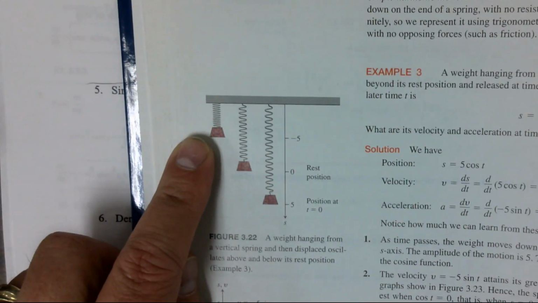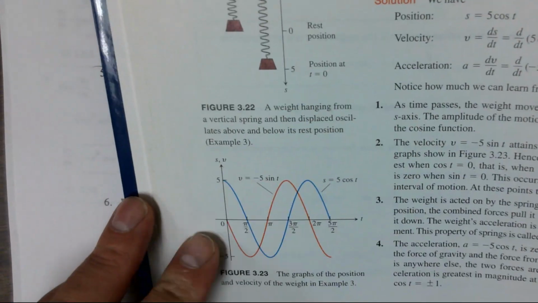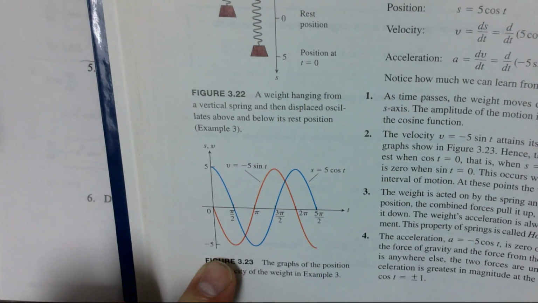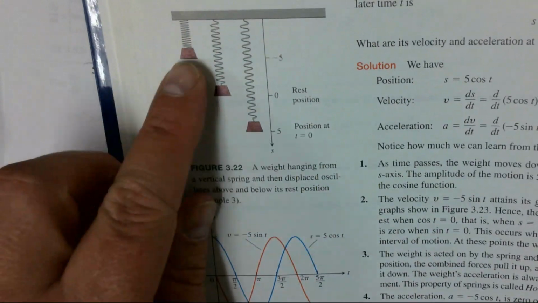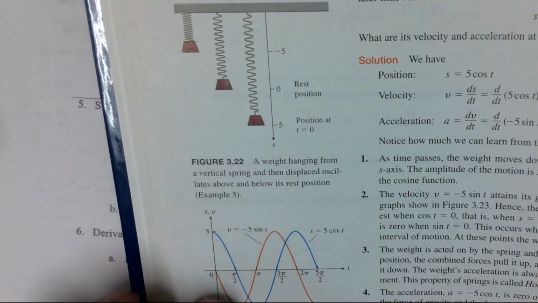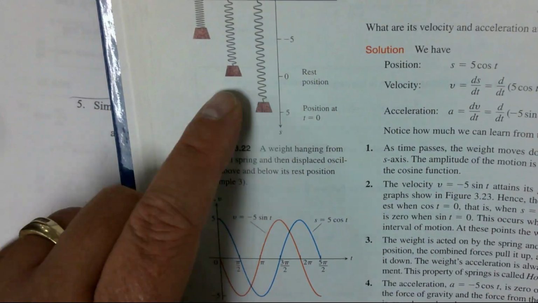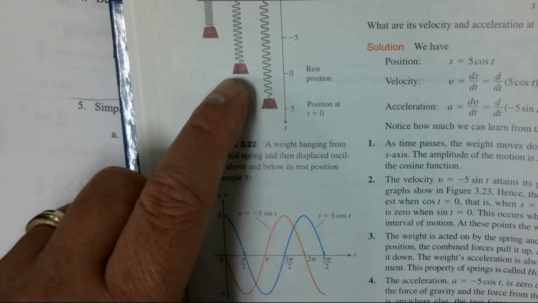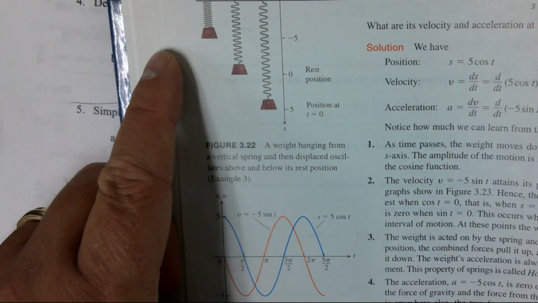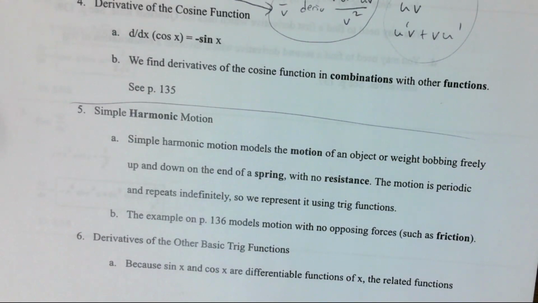Here they're just showing you it hanging down, different lengths, and they model it with the trig functions. This one went to -5, and they modeled it with these. This one went to 0. This one went to 5. 0 is the rest position. So this is compressed, and this is stretched out. Okay. Moving on.